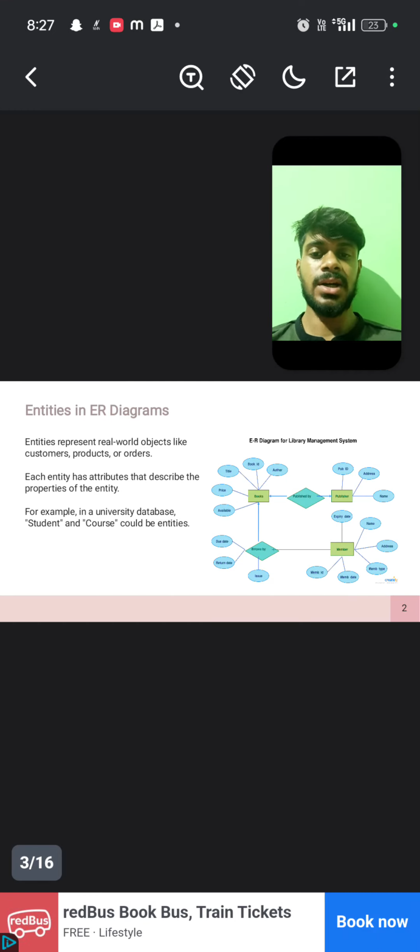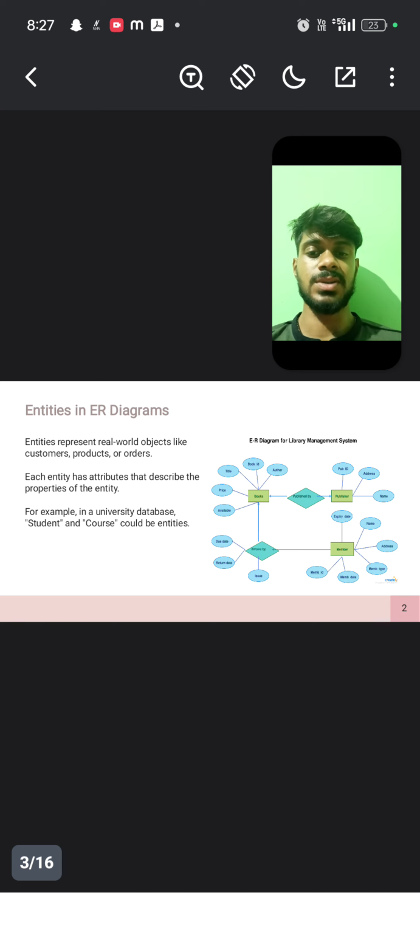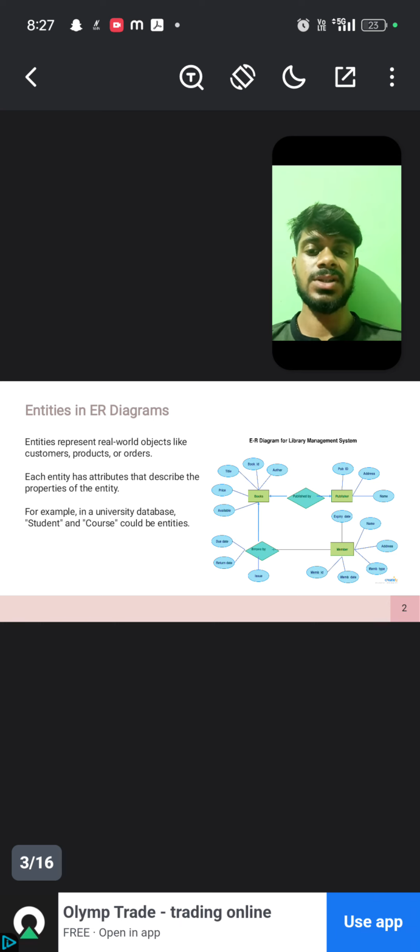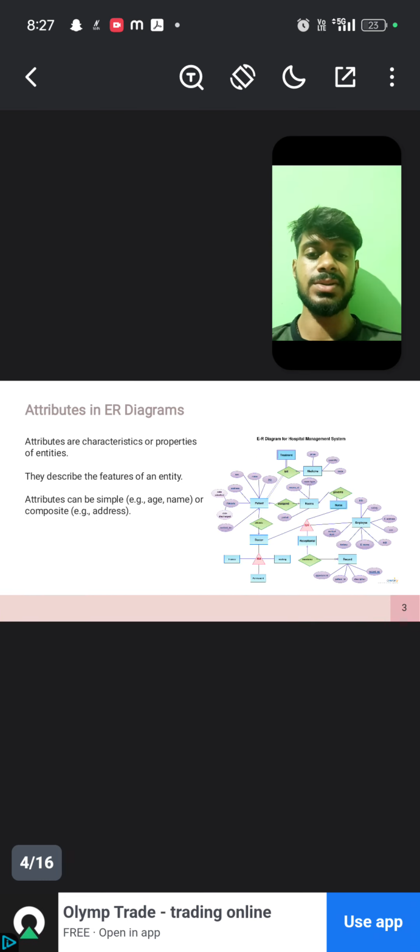Entities in ER diagram. Entities represent real-world objects like customers, products, or orders. Each entity has attributes that describe the properties of the entity. For example, in a university database, students and courses could be entities.